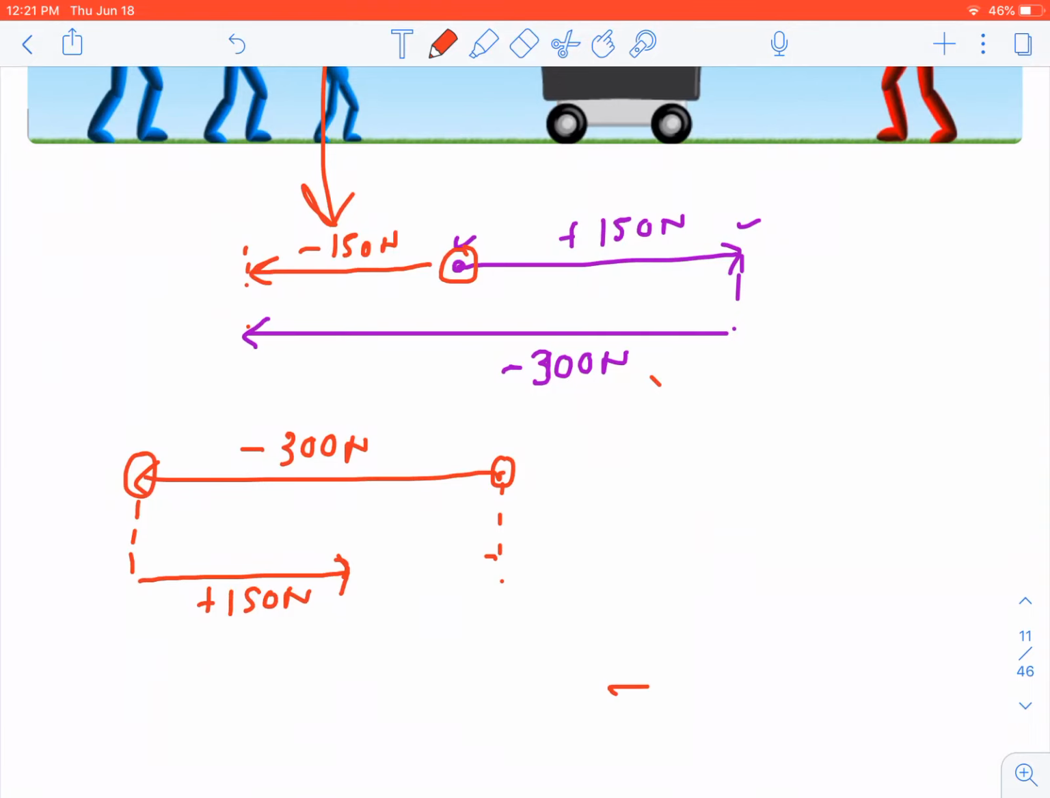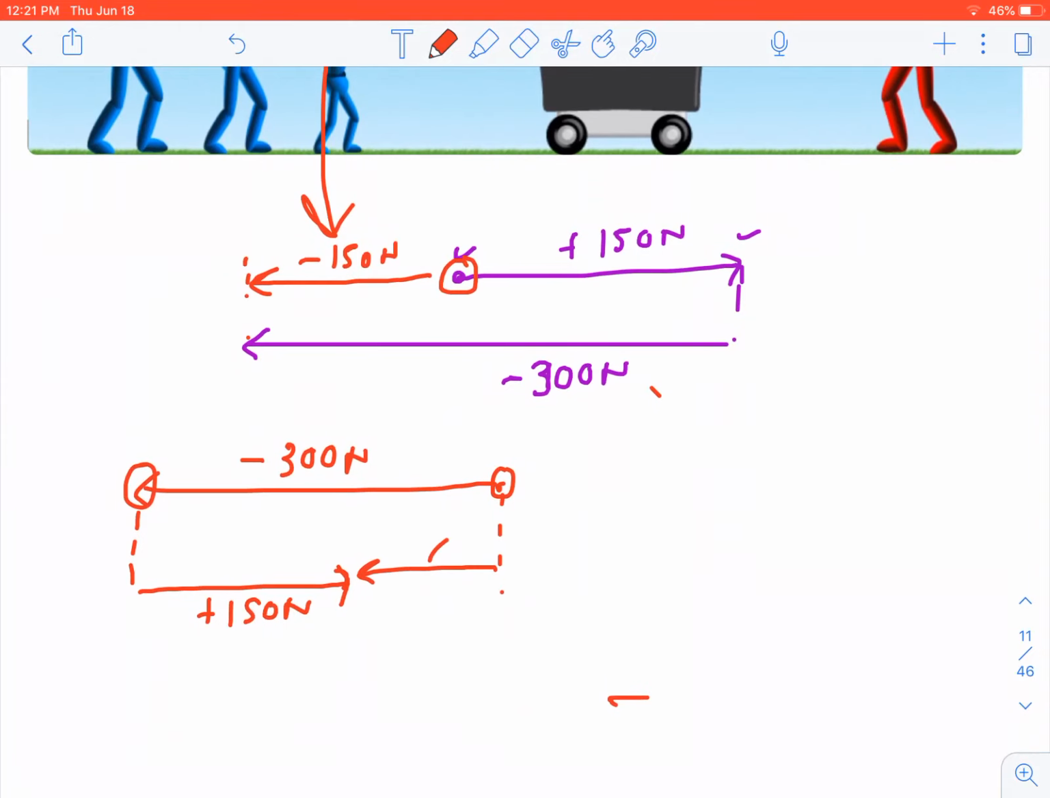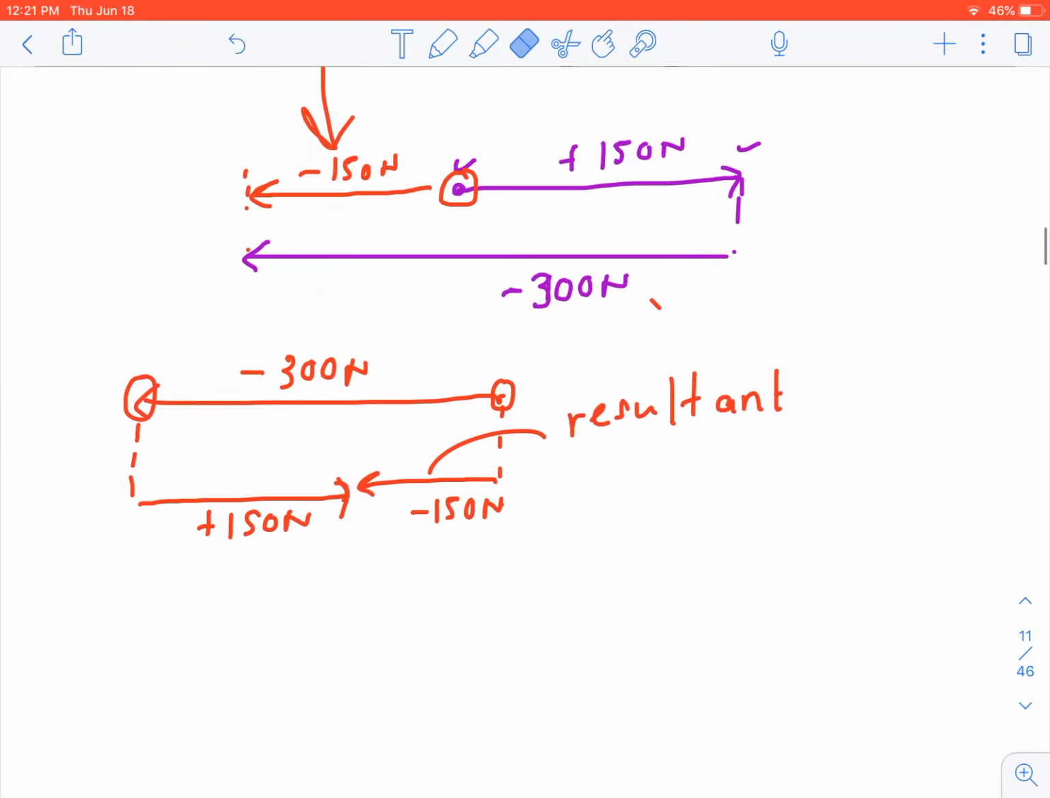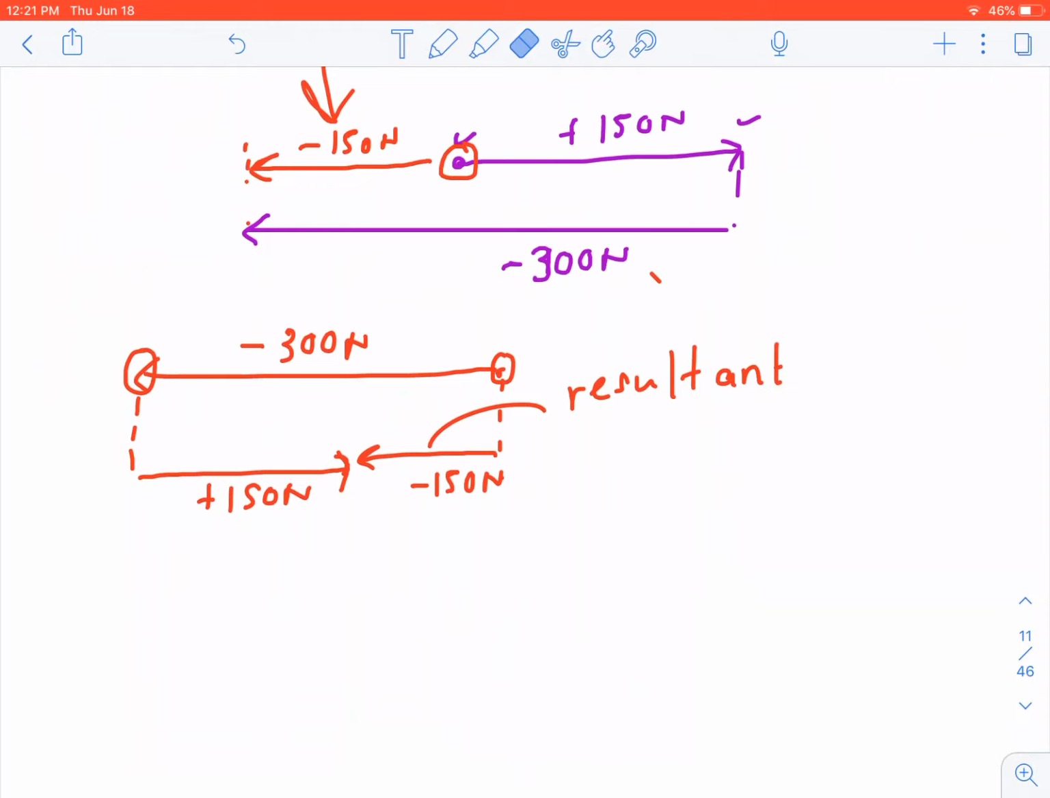So there's my tail and there's my head, which shows that this resultant, or the sum, is pointing leftwards, which means it's minus 150 newtons. Right, minus 150 newtons. That's geometrically.